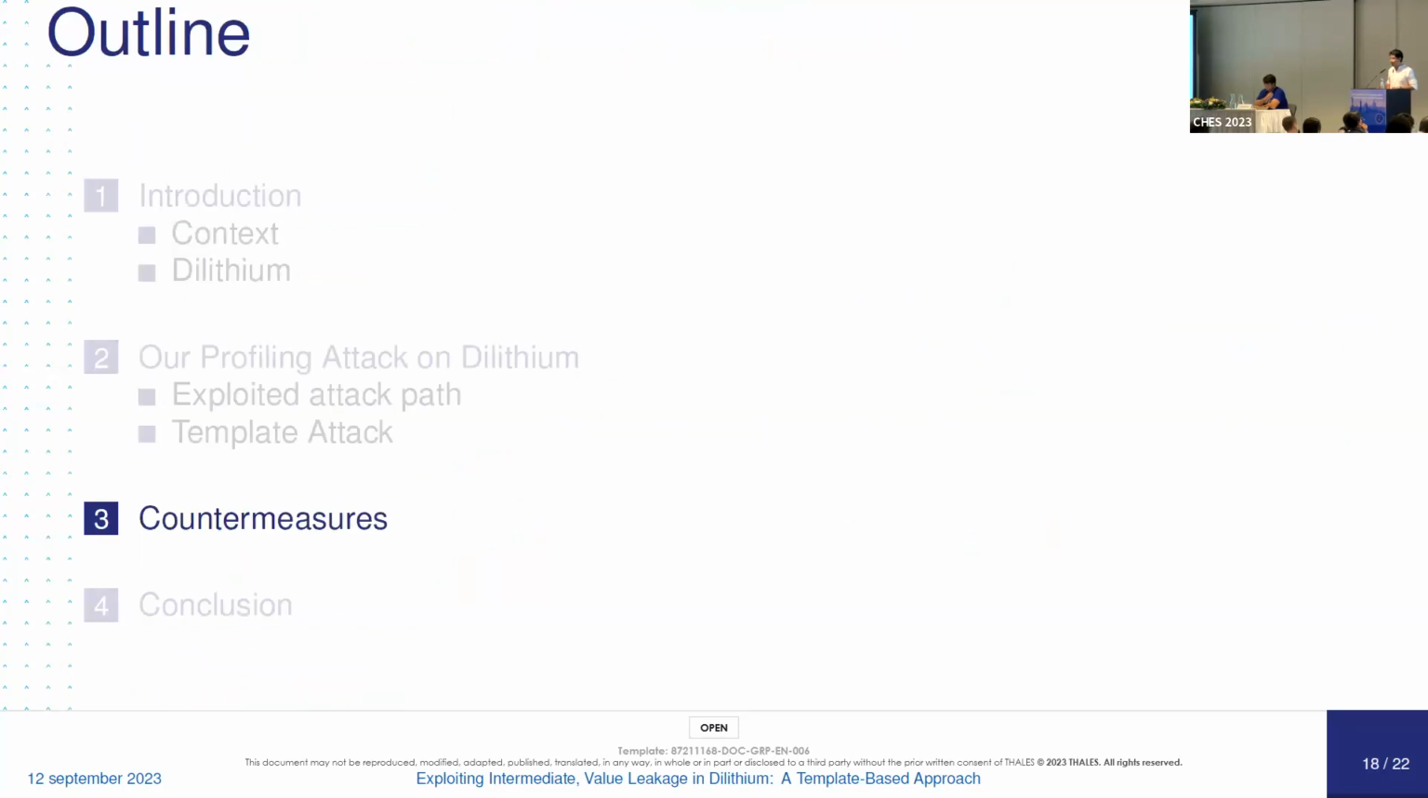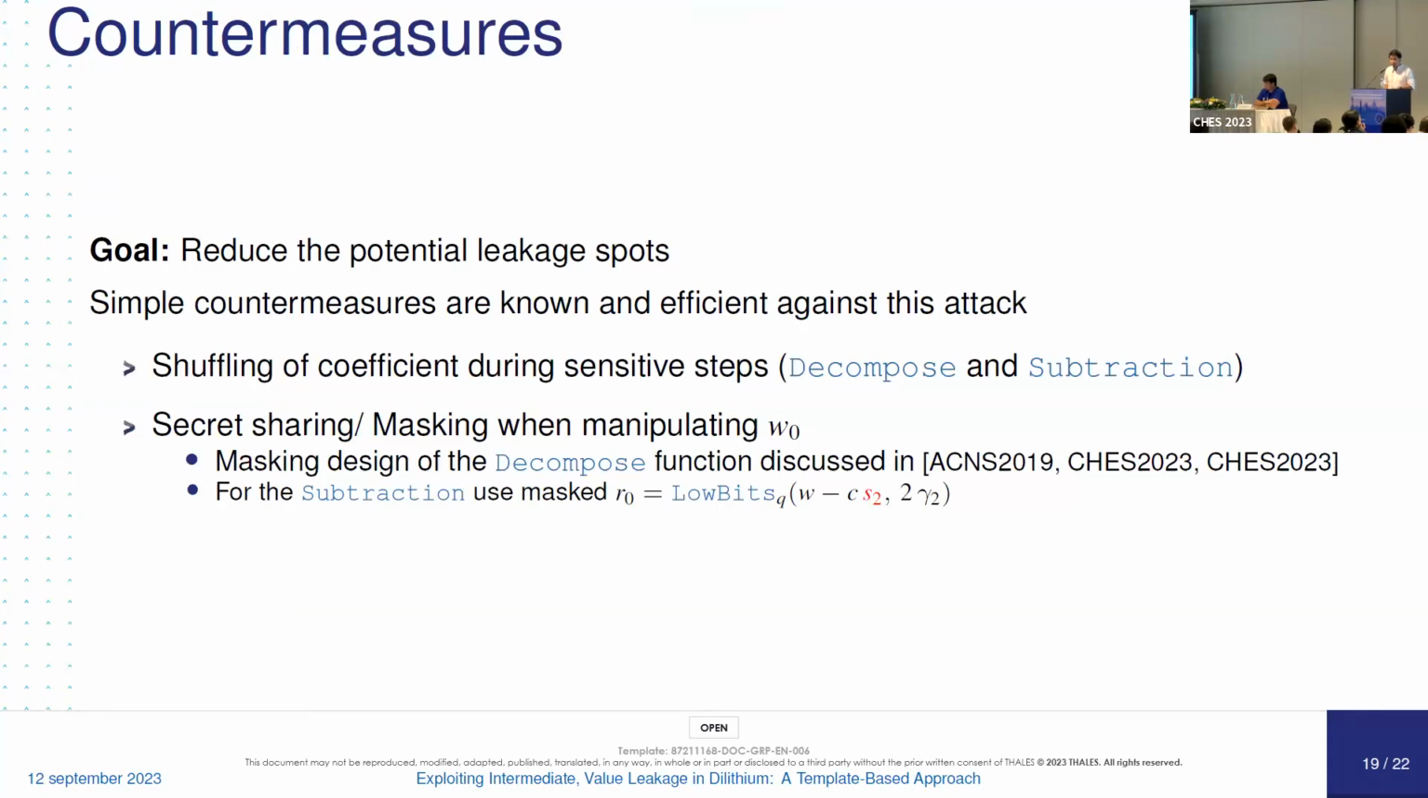So now that I have presented the attack, for the countermeasures, the goal will be to reduce the leakage spots where we use the plain W0 value in the given order. For this, there are known simple countermeasures. We can use shuffling, for example, during the sensitive steps, such as the decompose and the subtraction. This will mean that in the collect of W0 equal to 0 and the template, we will need another step in order to do the resolution, and so the attack will be harder to do.